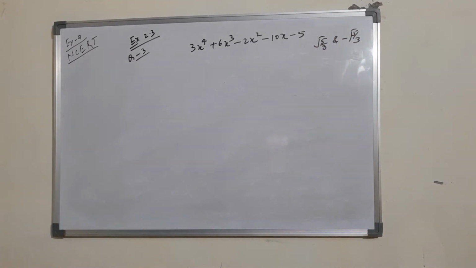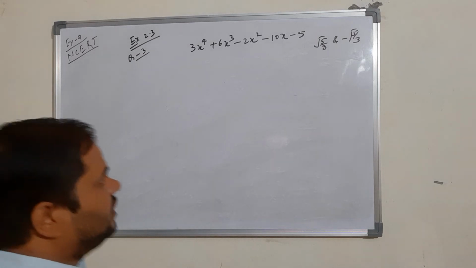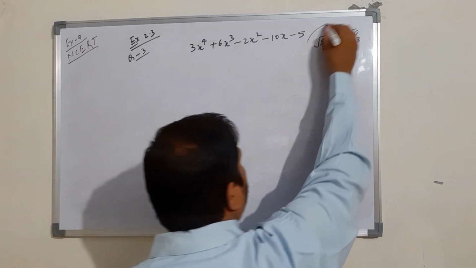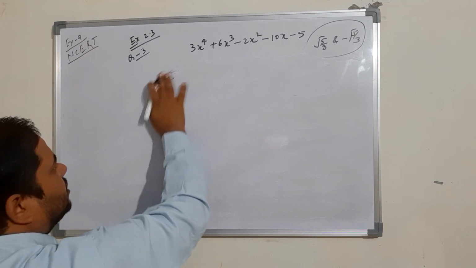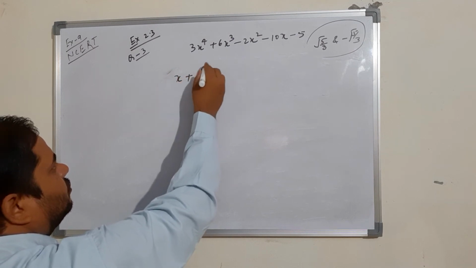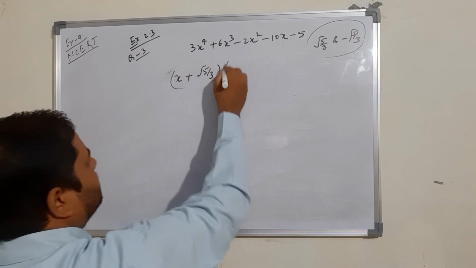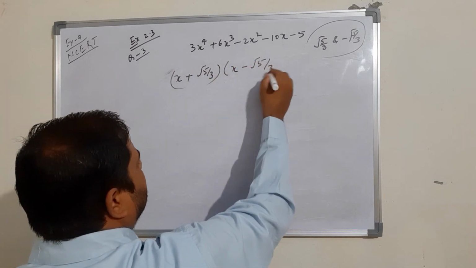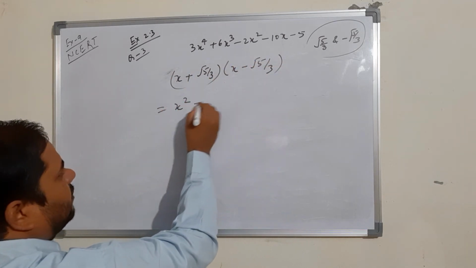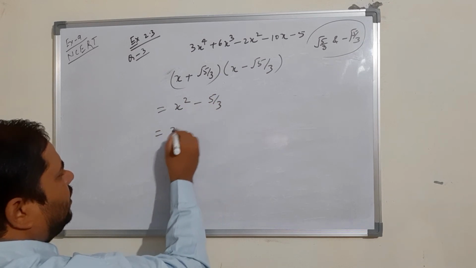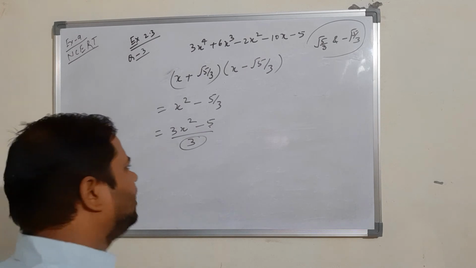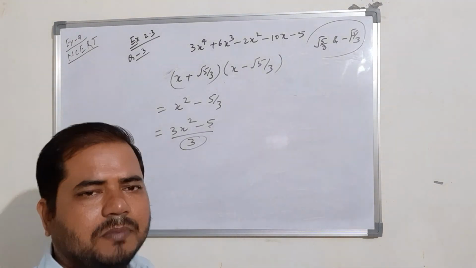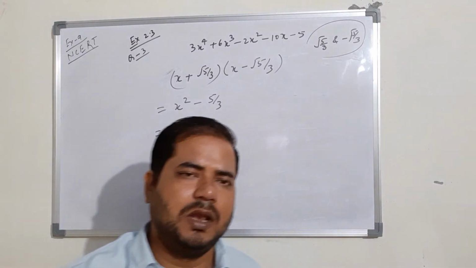In this also we have to do the same thing. First of all we find the polynomial using these zeros. So x plus root 5 by 3 and x minus root 5 by 3. We will get x square minus 5 by 3. After solving, we get 3x square minus 5. Here, upon 3, there is no meaning of this 1 by 3 in making the polynomial.